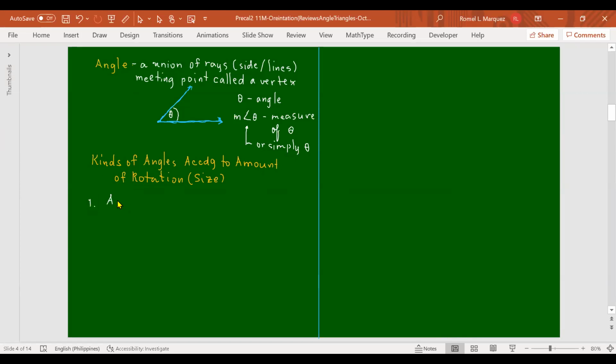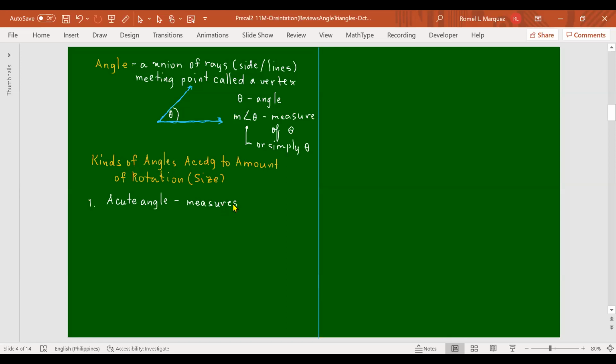Is acute the cutest angle or not? For you, which is the cutest angle? Is it the acute or not? Huh? Which is the cutest among those angles that you know? She doesn't want to answer.